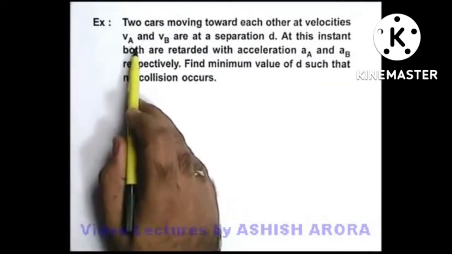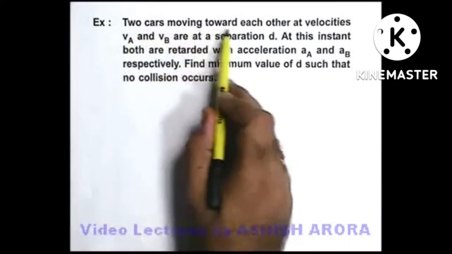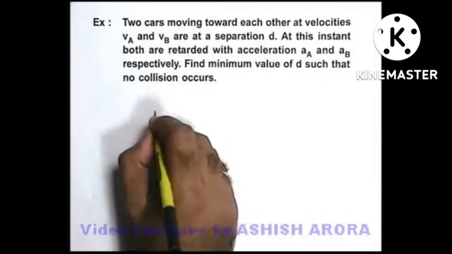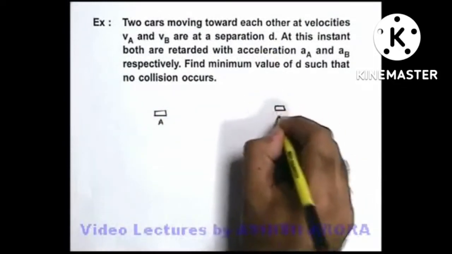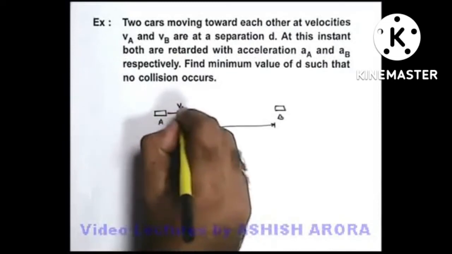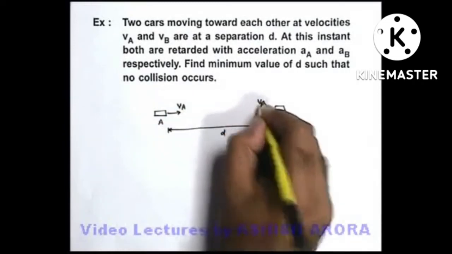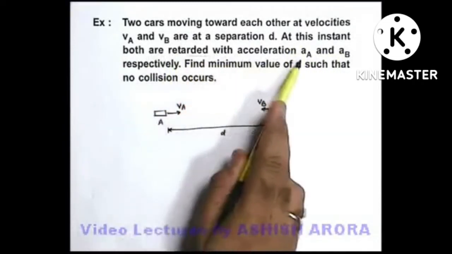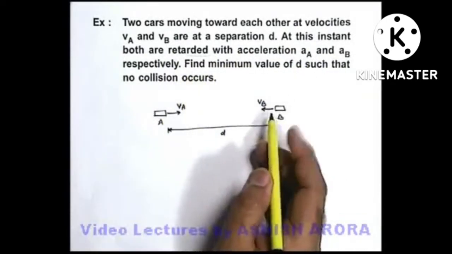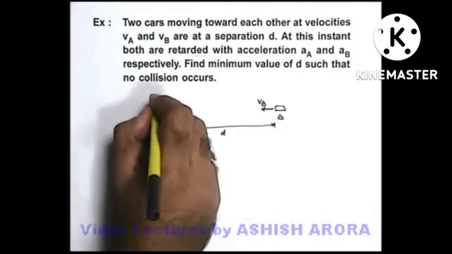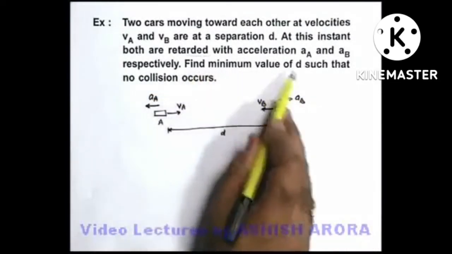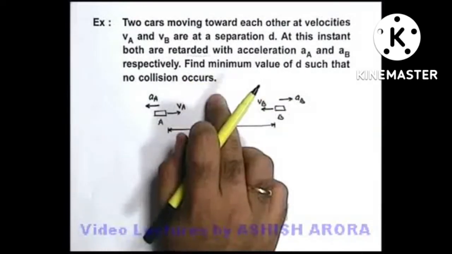Let us take up another example where it says two cars moving toward each other at velocities Va and Vb are at a separation d. Say we have two cars A and B at a separation d, moving toward each other with velocities Va and Vb. At this instant, both are retarded with accelerations AA and AB respectively. Say, for example, both the drivers of the cars apply their brakes. A is retarded with an acceleration AA and B is retarded with the acceleration AB. We are required to find the minimum value of d such that no collision occurs.